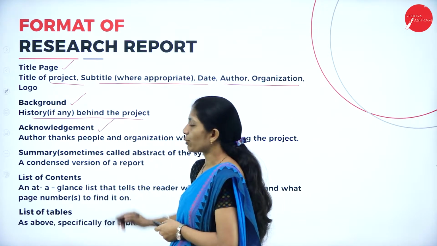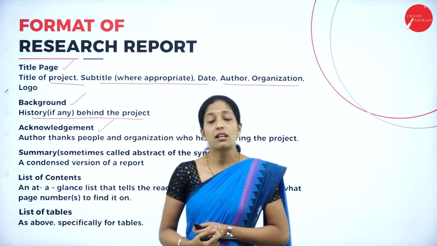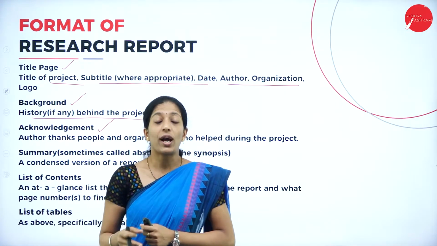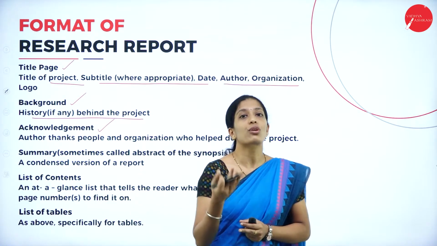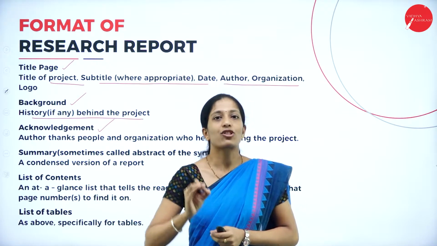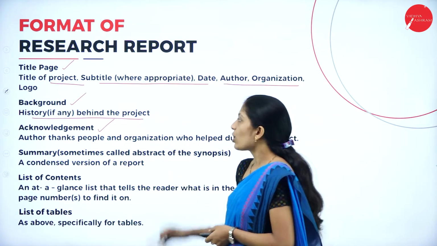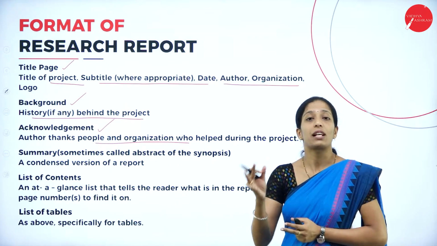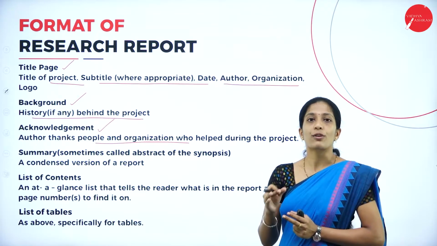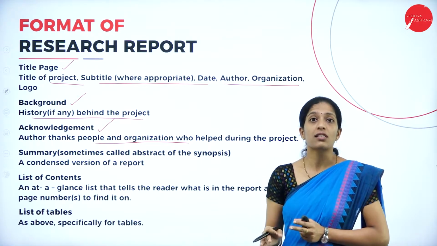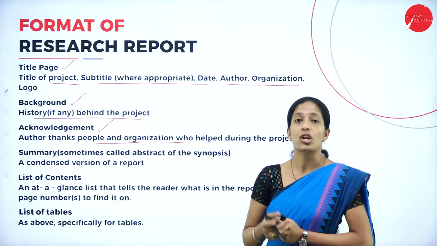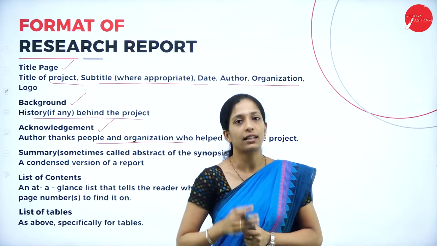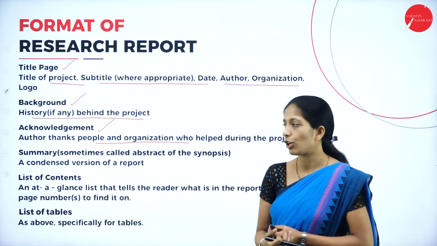Next one is acknowledgement. During the research activity, the researcher might have taken help from certain people or certain organizations, and this is the time where he wants to thank them. So that has to be written in the acknowledgement. The author thanks people and organizations who helped him to successfully conduct his research work. In order to make the research work successful, there are certain persons or organizations who have helped him out. So this is the time where he has to thank them. That will be recorded in the acknowledgement.